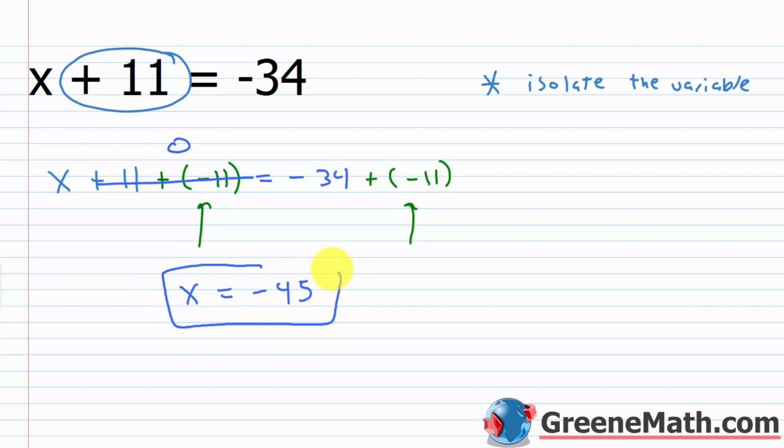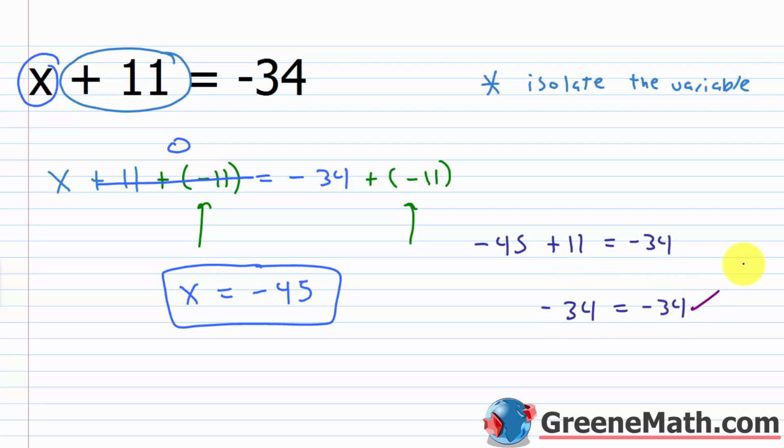Again, we can check this. We think about plugging in a negative 45 for x there. So if I had negative 45 plus 11, does that equal negative 34? Yes, it does. Negative 45 plus 11 is negative 34. So you get negative 34 equals negative 34. So this is true, right? We can just check that off and say true.